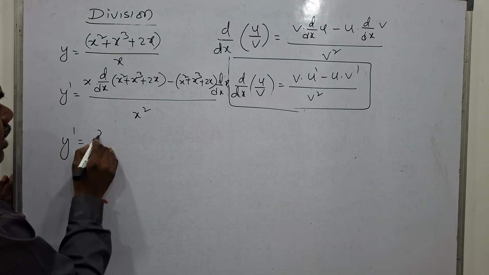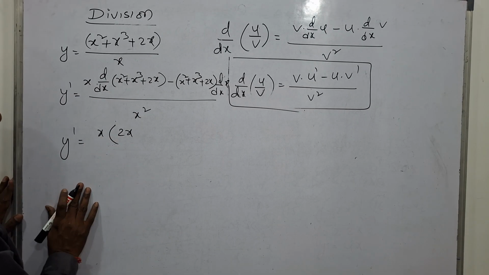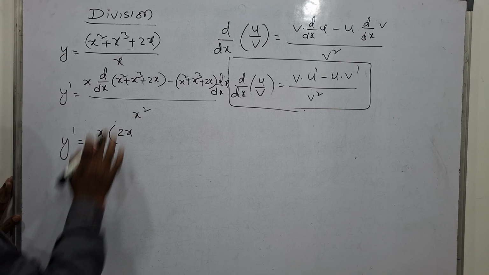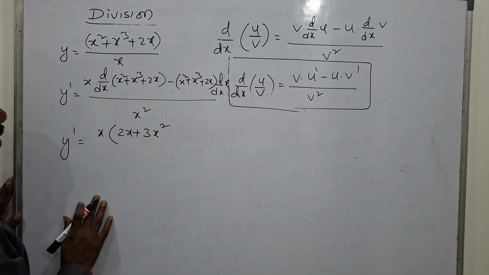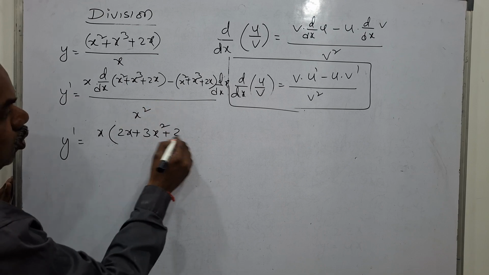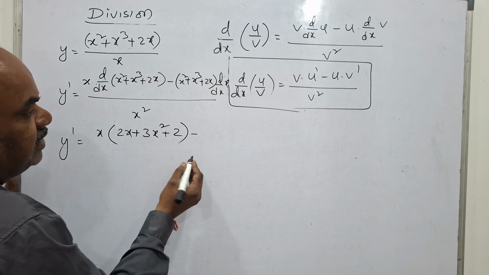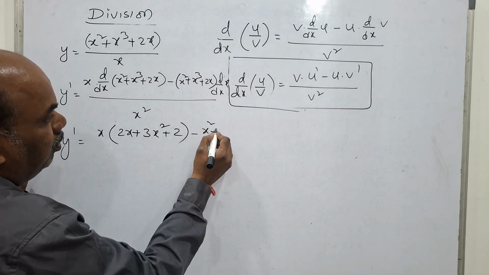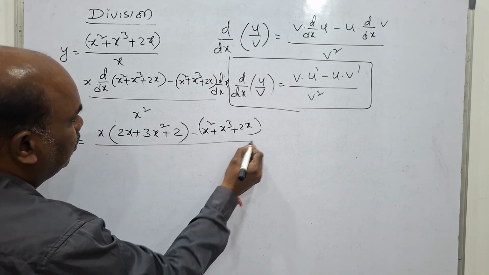y dash is equal to x into d by dx of x square. X square differentiation is 2x beta. 2 into x power 2 minus 1, n into x power n minus 1, plus 3 into x power x square, 3 into x power 3 minus 1, 2x. Differentiation of x is 1. Minus x square plus x cube plus 2x, by x square.